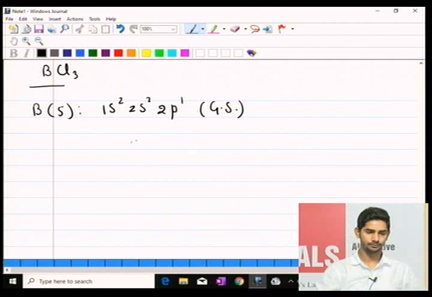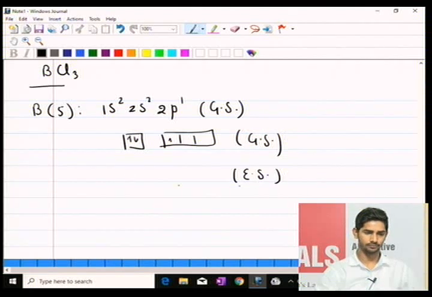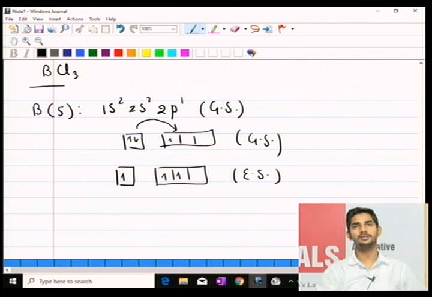Now, I can draw it like this. Again, the ground state configuration. I have to write the excited state configuration. So what will I do? I'll make the paired unpaired. I'll send this electron in this orbital. Okay. Now guys, you can see clearly this is your 2s and this is your 2p.